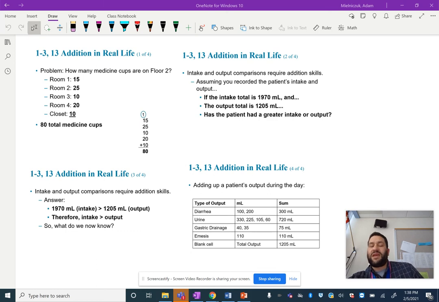So the basic addition that we see in this class with whole numbers and integers is important for being able to read charts and understanding where your patient is when you get them.